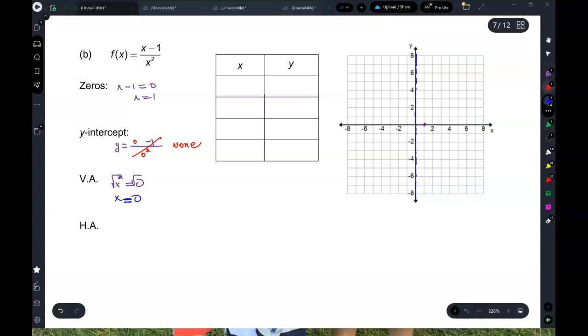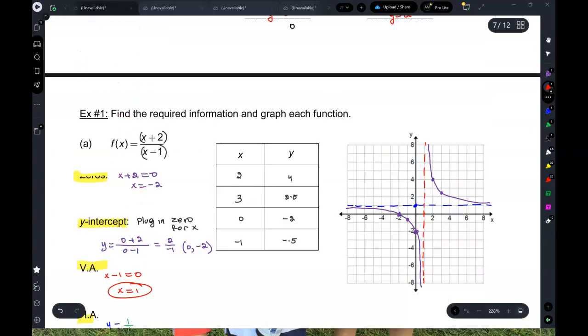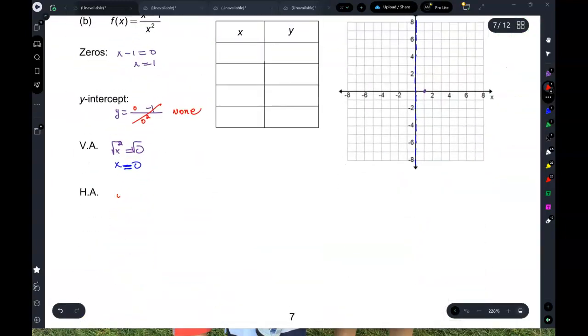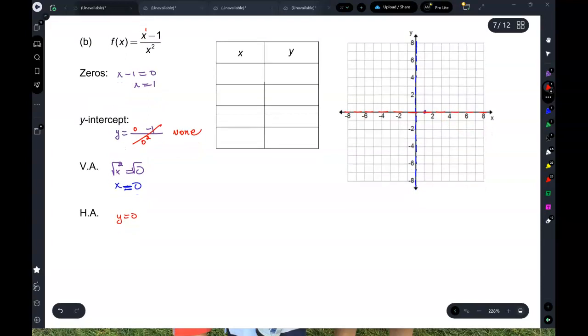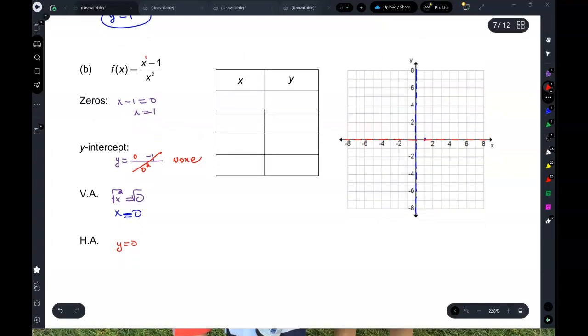Horizontal asymptote. I have to compare the degree in the top with the degree in the bottom. Exponent of 1 on top, 2 on the bottom. If you have a lower exponent on top, what's the horizontal asymptote? 0. Okay, y equals 0. It's the rule. Look, right here. If the degree of the top is less than the degree of the bottom, the horizontal asymptote is y equals 0. Because it's x to the 1 over x squared. Okay? So, I've done all that.